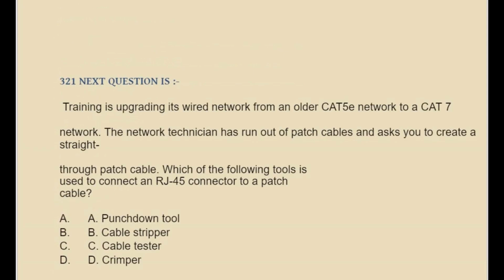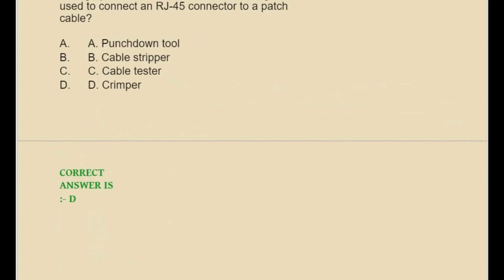Question is training is upgrading its wired network from an older Cat5e network to a Cat7 network. The network technician has run out of patch cables and asks you to create a straight through patch cable. Which of the following tools is used to connect an RJ45 connector to a patch cable? Option A. Punch down tool. Option B. Cable stripper. Option C. Cable tester. Option D. Crimper. Correct answer is option D.